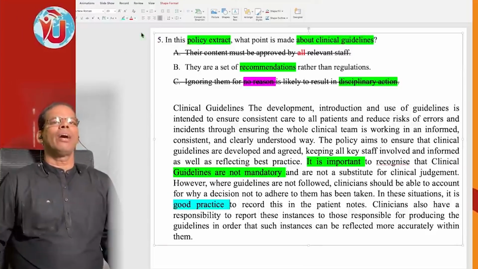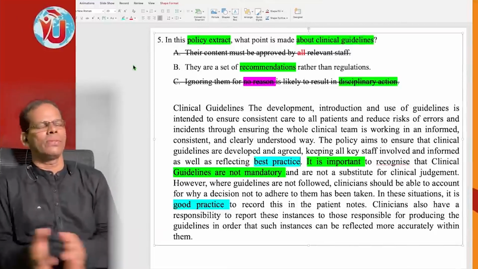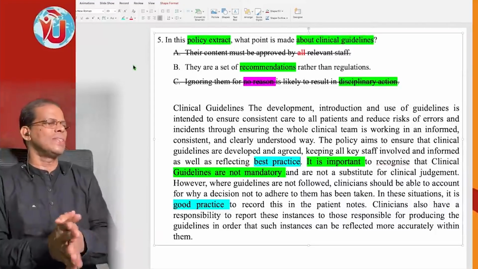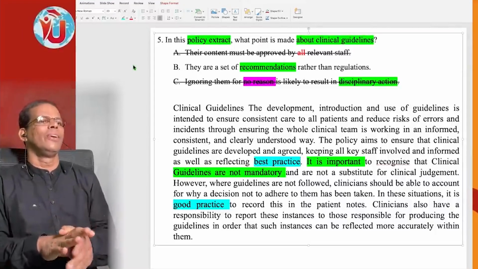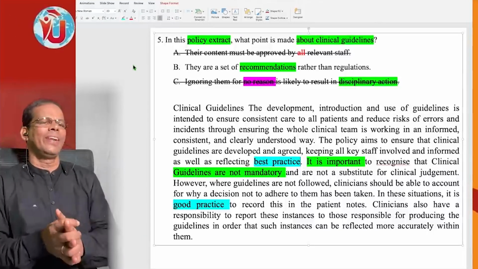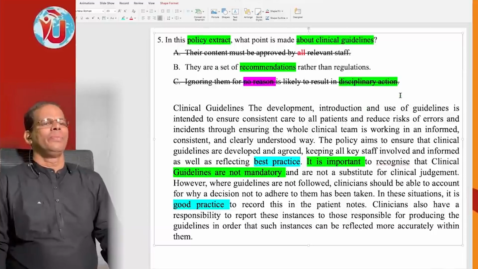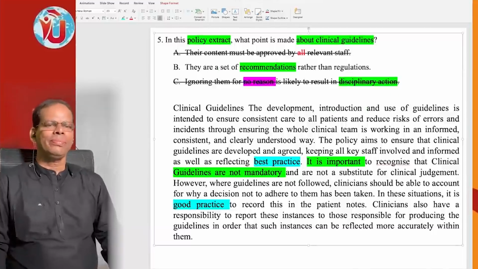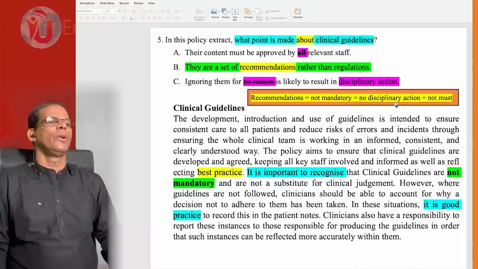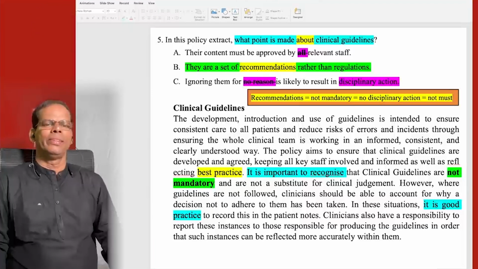It's a good practice to have 2 or 3 liters of water every day. It's a good practice to have more fluid intake. Again, it's reflecting best practice. All this says it is not mandatory. This is a best practice. This is good practice. It's better to do this. So these are recommendations, not regulations. Regulations are mandatory. Recommendations are advice, suggestions. And no disciplinary action. Clear, no? See, recommendations, non-mandatory, non-disciplinary action, not must, may. You may do it or you may not do it.